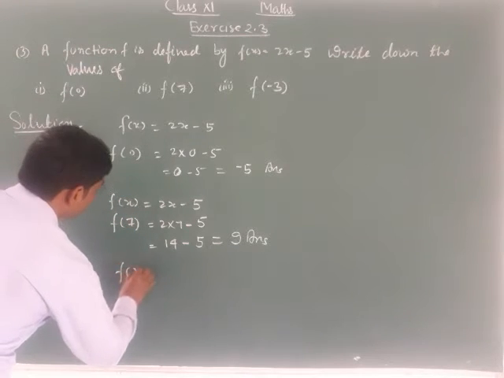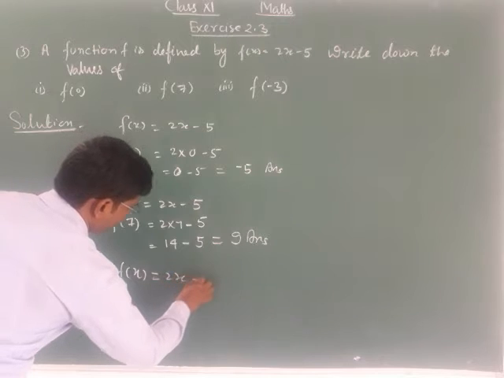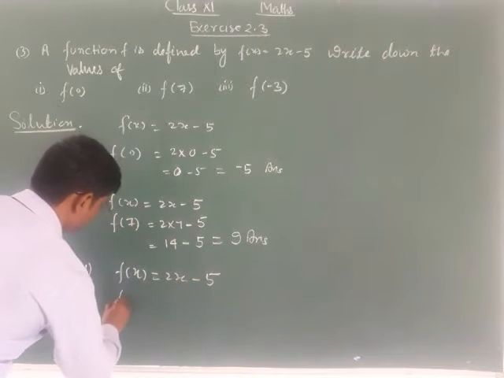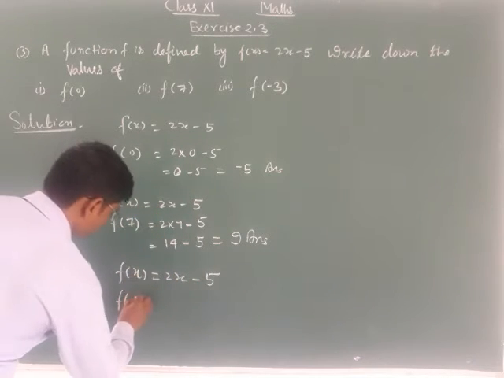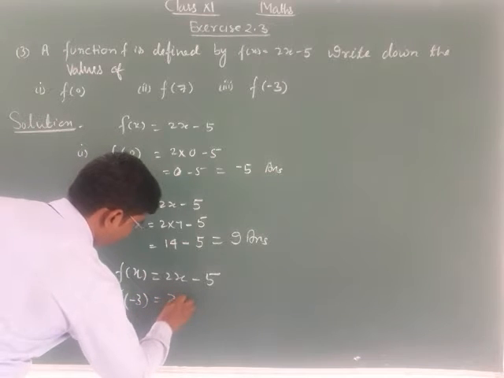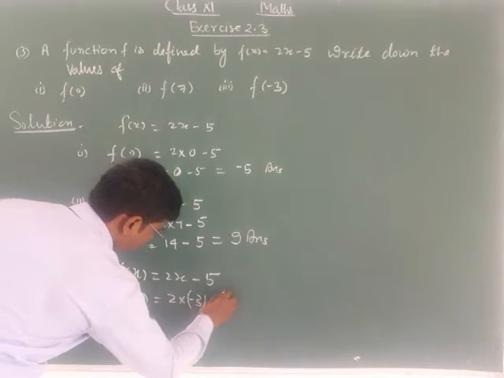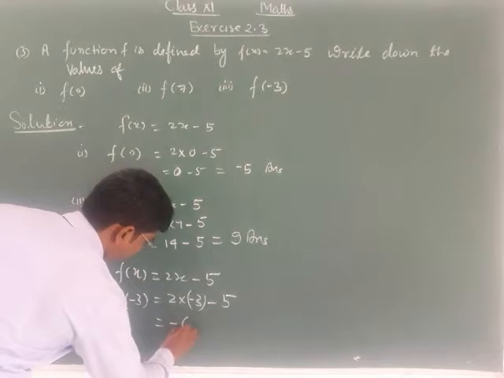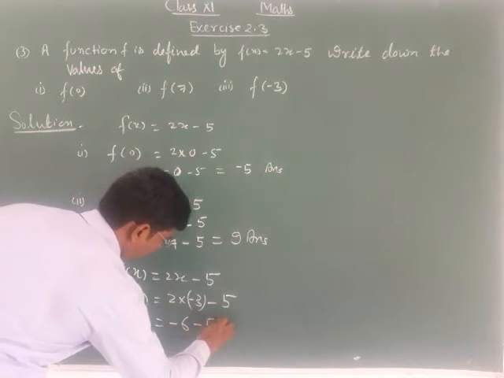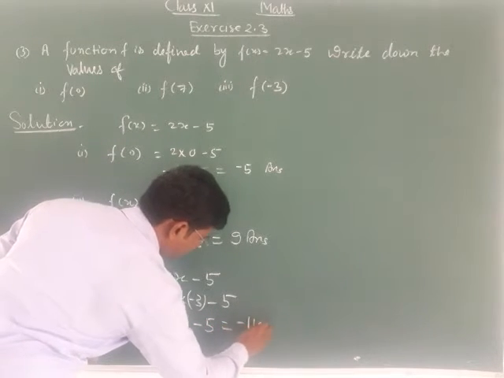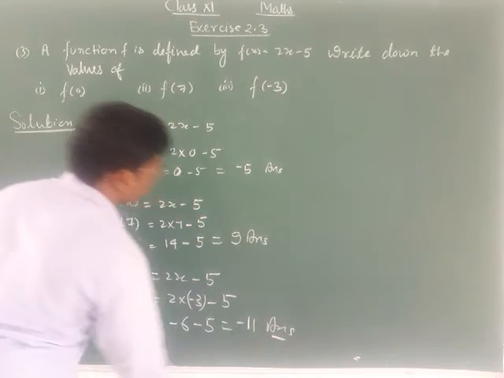And the third part, given f(x) = 2x - 5. So f(-3) is equal to 2 into -3 minus 5. So -6 minus 5 is equal to -11. This is the answer.